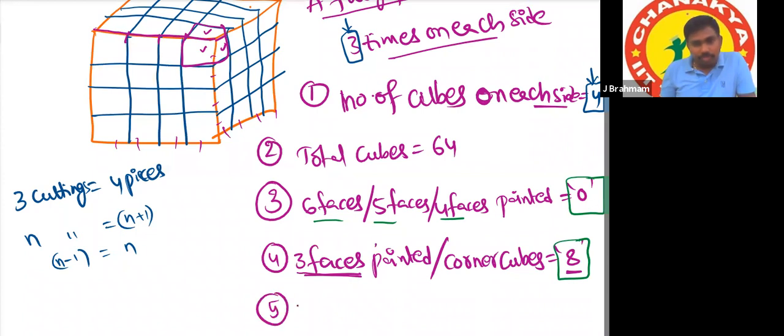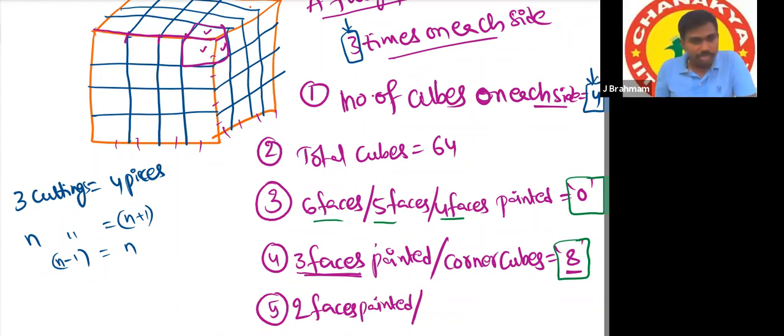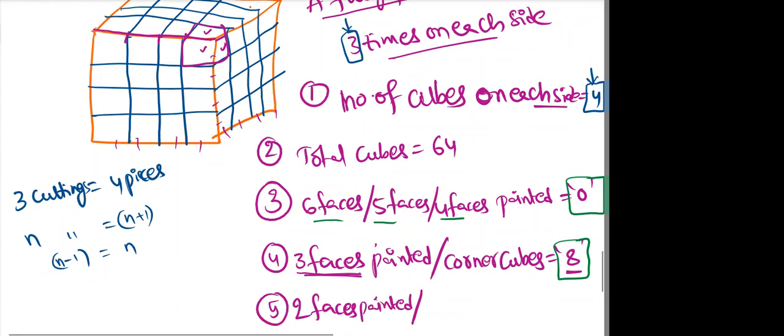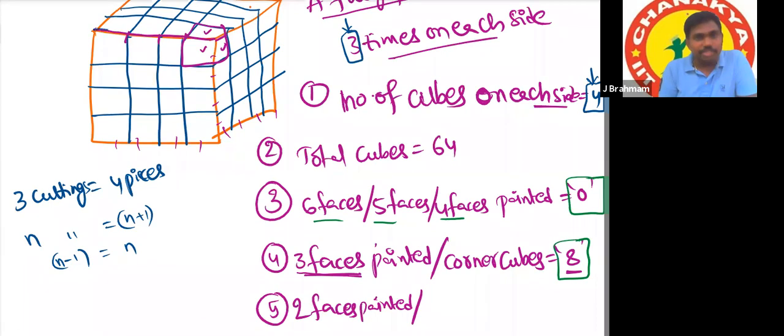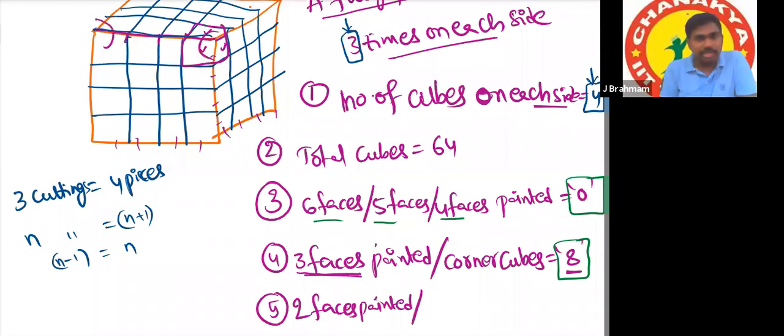Next question: number of cubes which are painted on 2 faces. First, tell me the location where these cubes are available. The edge cubes, excluding the corners. Along the edge, excluding the corner pieces.